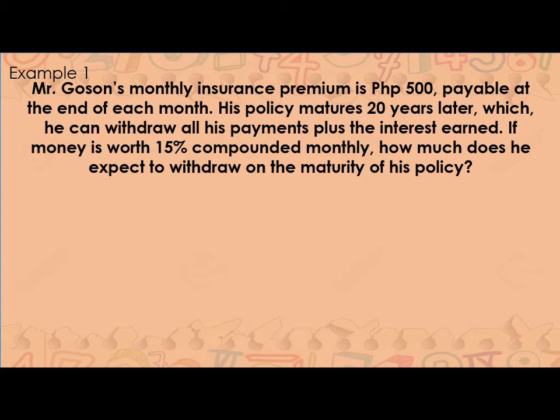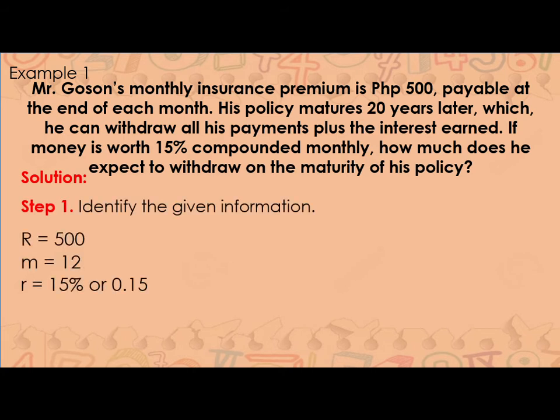For us to solve this, of course, we have to identify first the given information for step 1. Your R here will serve as the periodic payment, which is 500. And for your m, how do we come up with m here? It's 12, since we're talking about compounded monthly. And for the nominal rate of interest, that will be 15%, which should be converted into 0.15.